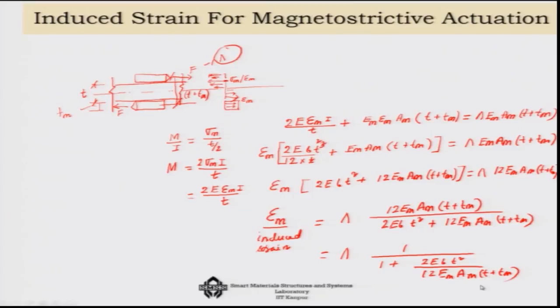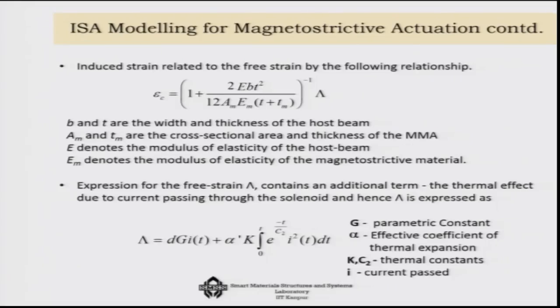Okay. So, this is how we can derive what will be the actual induced strain in the system for magnetostrictive actuation. And you see the difference is that we have to consider this T plus T m in this particular case. So, that is the expression here for the constraining strain or the induced strain that is happening in the system.